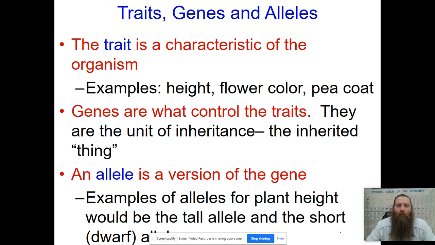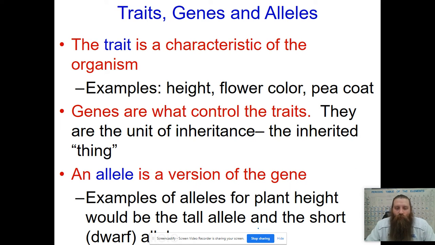Now, we're talking about traits and all this stuff, and I keep saying big T, little t. There is actually a term that we use to describe that, and that's called an allele. So an allele is the version of the gene. I'm actually kind of starting down here. The allele for plant height for tall would be the big T. Another allele would be the little t. So there's allele number 1. There's allele number 2.